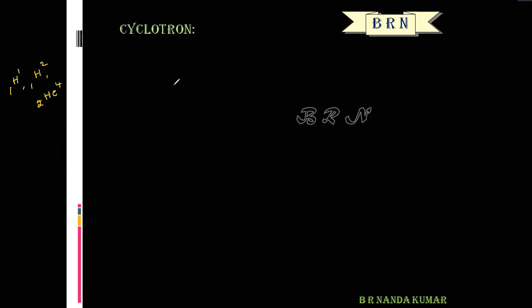So, the cyclotron uses the concept of crossed electric and magnetic fields. That means an electric field and a magnetic field, which are mutually perpendicular to each other.